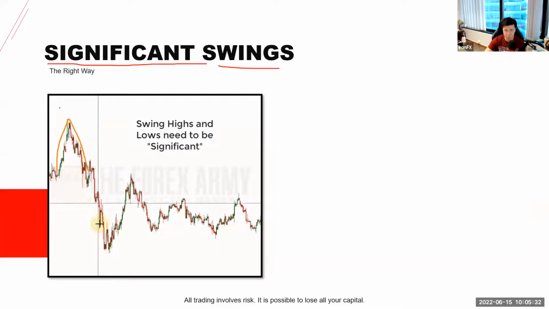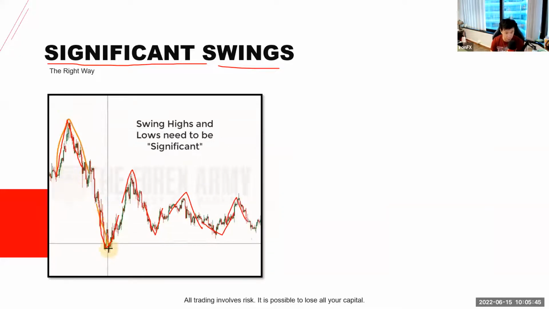Okay, significant swings. When you're looking at a chart, you're looking for these levels which are very significant, because the more significant it is, the more effective it's going to be. Many times when people trade, they see small little movements and they place too big of an emphasis on it.